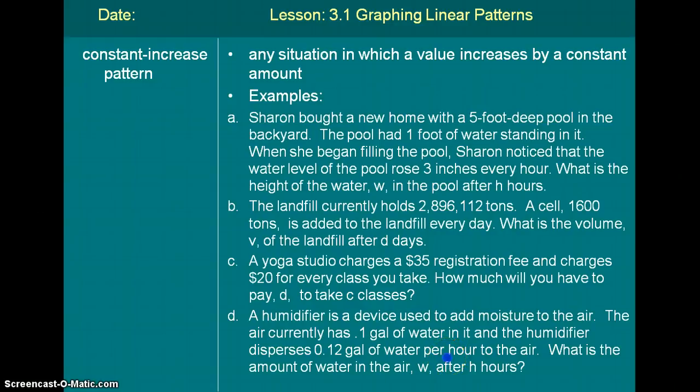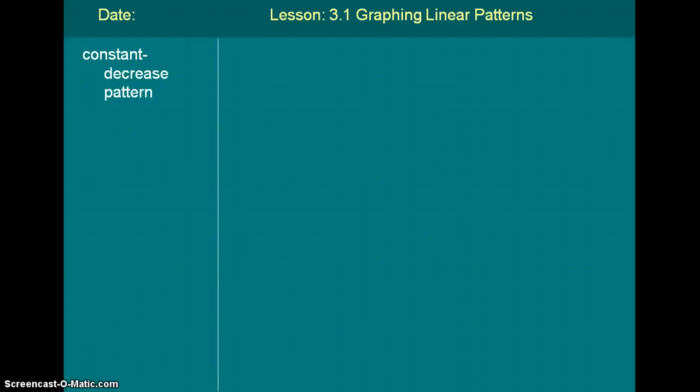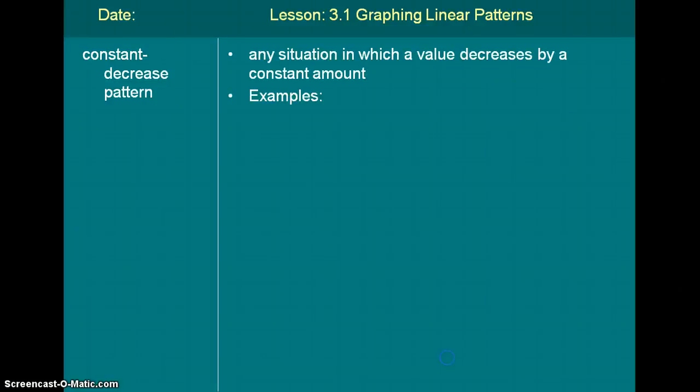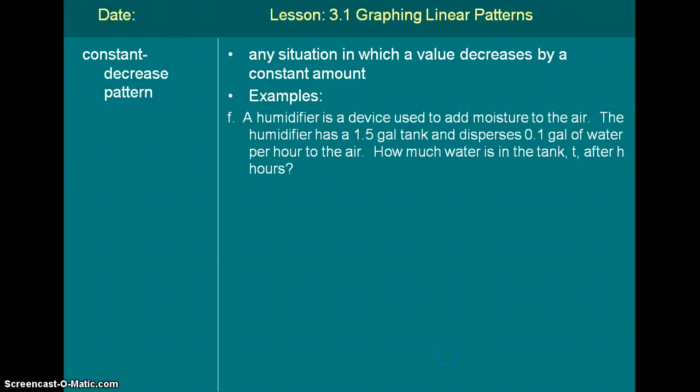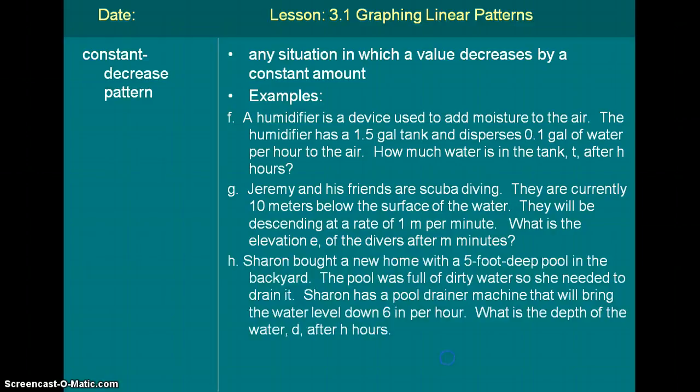We're going to see something similar in a constant decrease pattern. It might not come as a surprise that something is going to be constantly decreasing or going down. It is any situation in which a value decreases by a constant amount. Here are a couple of examples. Please press pause to go ahead and read these examples. You should make it your goal to identify the constant decrease.